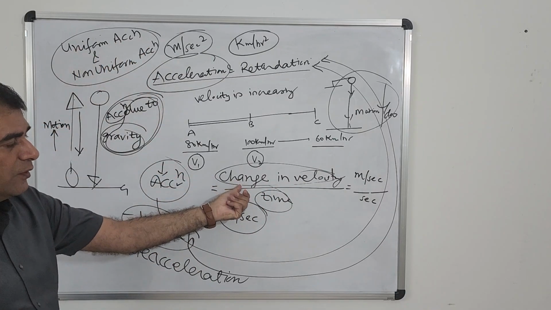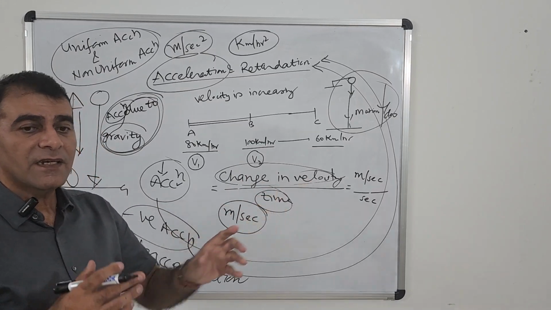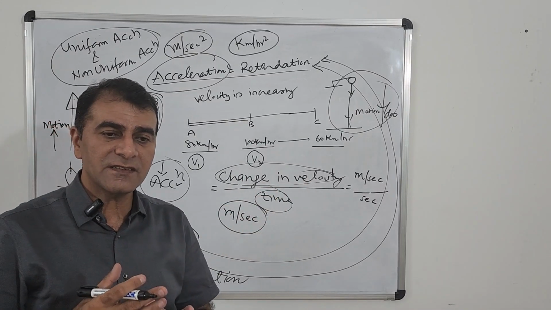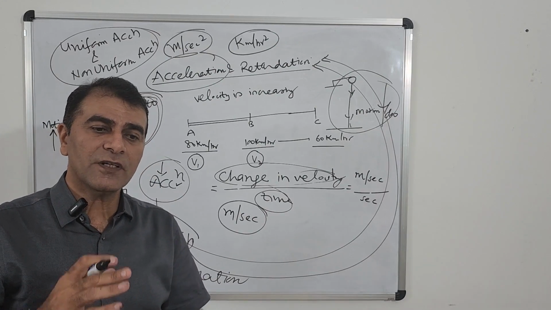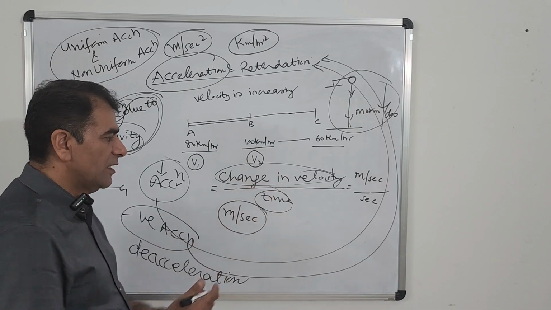Acceleration is change in velocity. Acceleration will be uniform if the velocity changes in equal amounts in equal intervals of time. Like if I say the change in velocity.